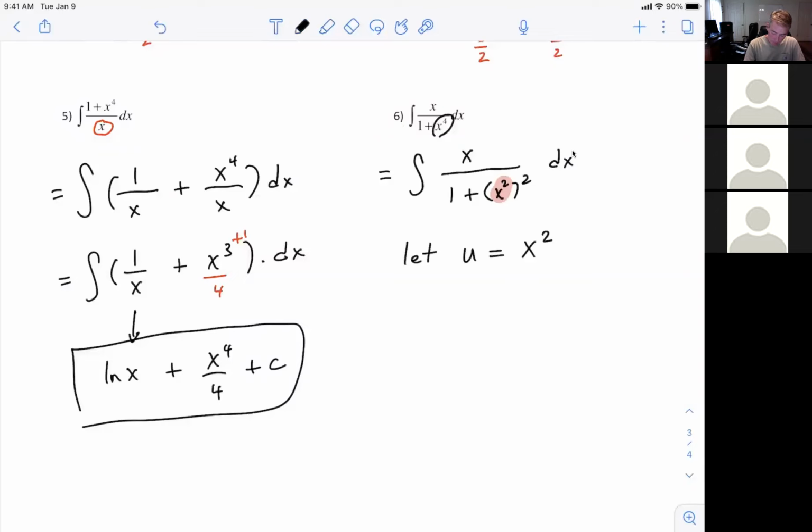Now take the derivative of that. So du equals, take the derivative of x squared is 2x, then multiply both sides by dx. And then what this is saying is you have to have x times dx in the problem. Well, if you look at that, that's exactly what it has, x times dx. All I need to do is eliminate this 2.